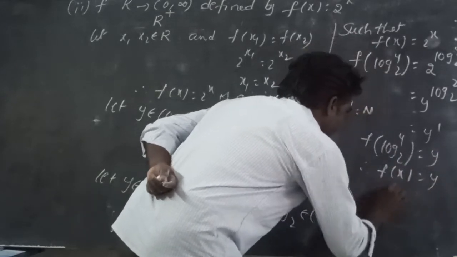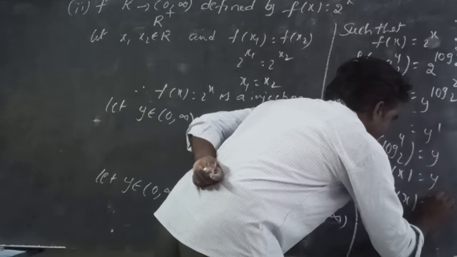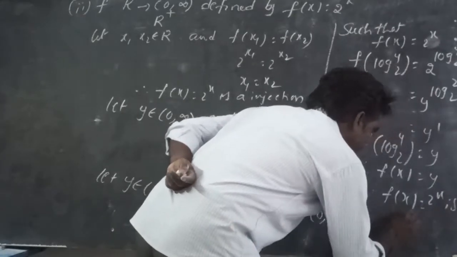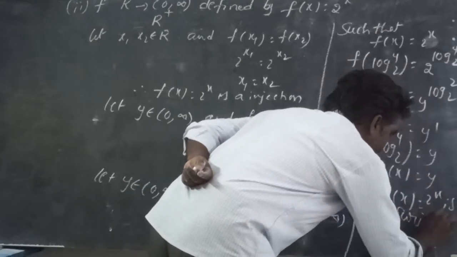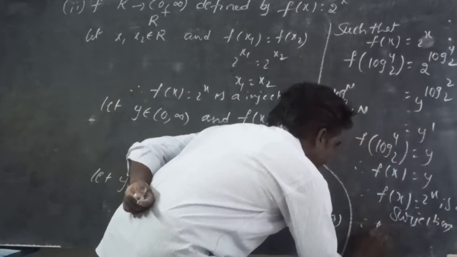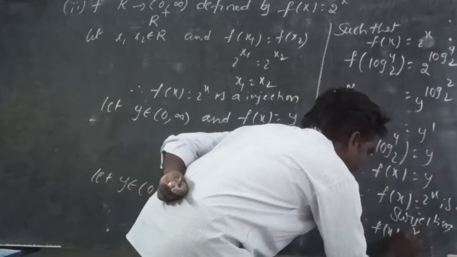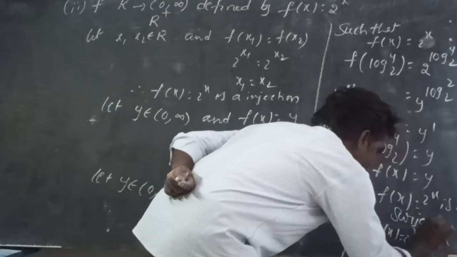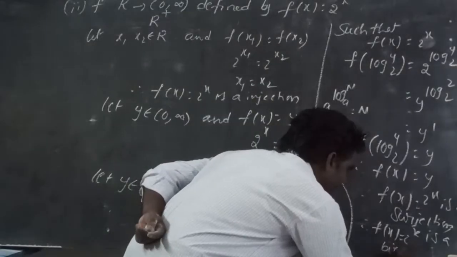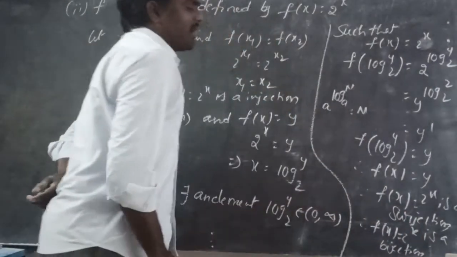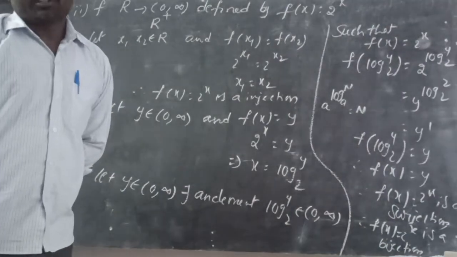So therefore, f of x is equal to 2 power x is a surjection function. So therefore, f of x is equal to 2 power x is a bijection function. You know, right?